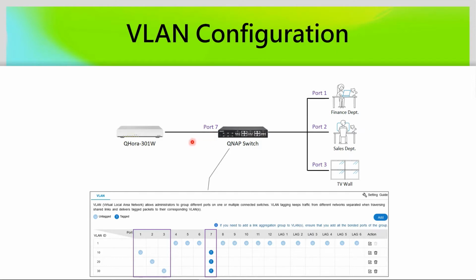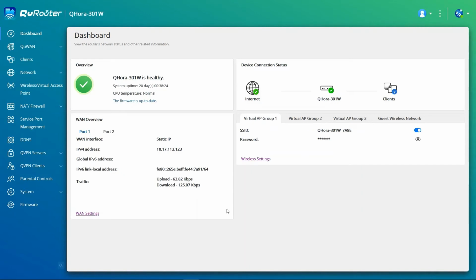The traffic in this line will transmit with a VLAN tag, so port 7 we should configure as T, tagged. And ports 1, 2, 3 connect to 3 different departments. The traffic on these 3 lines will transmit without a VLAN tag, so ports 1, 2, 3 we should configure as U, untagged. Let's start to configure our QHora.